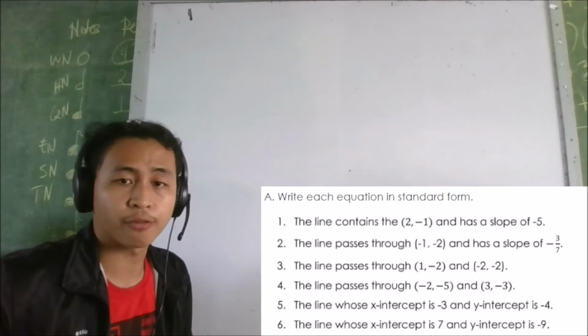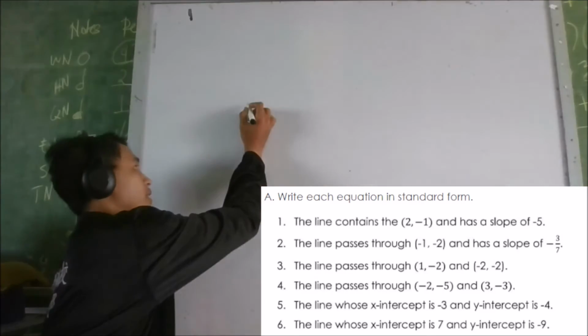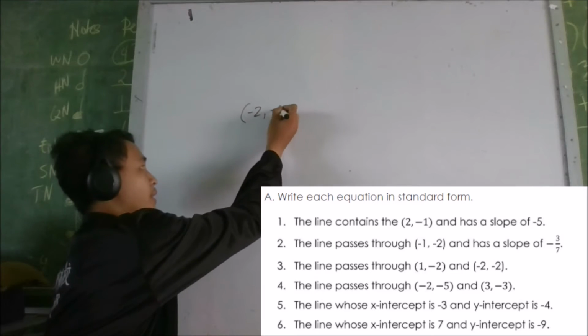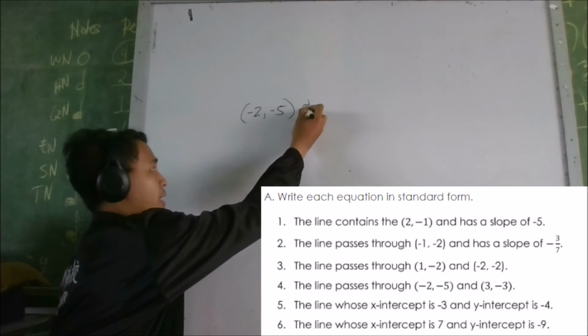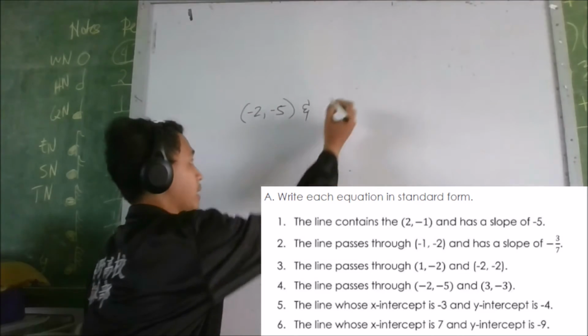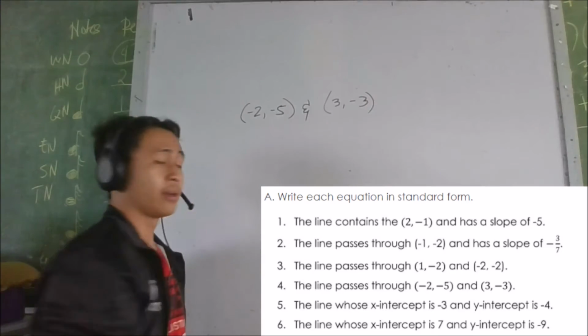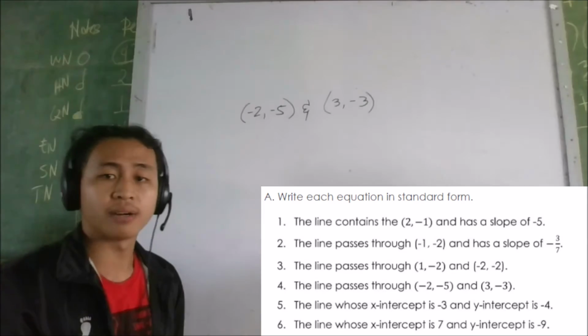Okay, so for our fourth problem, the line passes through negative 2, negative 5. So that is negative 2, negative 5. Okay? And we have 3, negative 3. So that is 3, negative 3. Okay? Find the equation of the line.